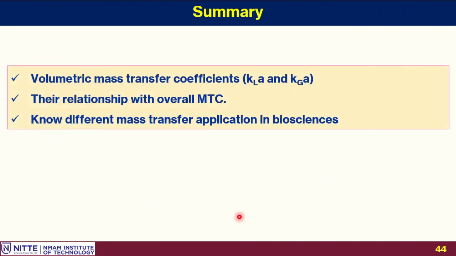So, what did we learn here? We have learned the different volumetric mass transfer coefficients KLa and KGa. We have understood the relationship between them, and also related it to the overall mass transfer coefficient. We have observed that diffusion and convective mass transfer have large applications in biosciences. One among them, oxygen mass transfer in fermenters, we will concentrate upon in the next part of the video.